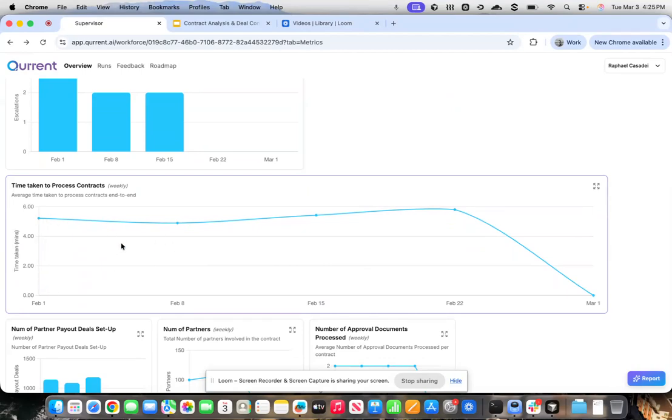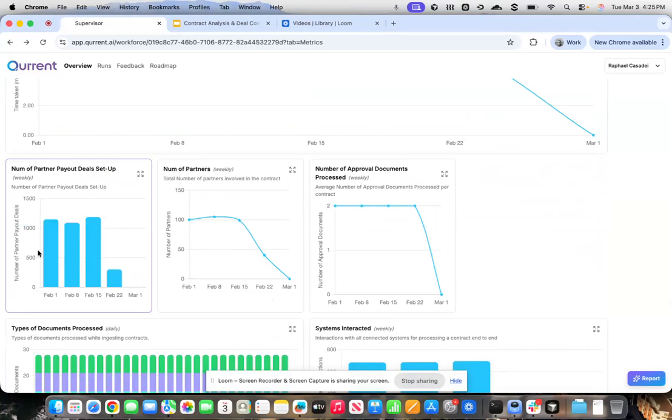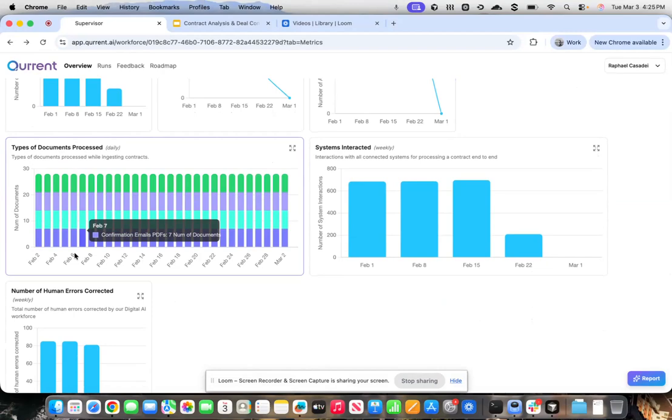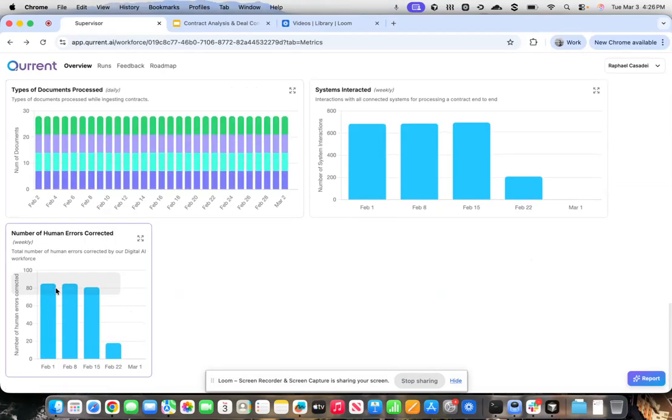So as you can see below, 6 minutes here, and how it's fluctuating based on the amount of documents and the complexity, potential number of partners where the deals have been set up based on the contracts, as well as the amount of approval documents that go with the contract, such as various policies and standard operating procedures. And last but not least, some of the types of documents processed, as well as the potential number of human errors that have been caught in specific contracts, such as what I was showing with the agent that assessed the severity of some of the information on the contract and pinpoints if something must be looked at and updated, etc.